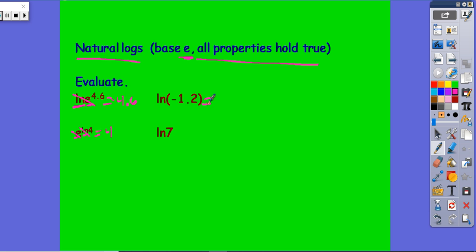And then the next ones we're going to put in our calculator. So the natural log of negative 1.2. Sorry, I'm going to give you an error again. It's that negative, so no real solution. And then the natural log of 7. Just put it in your calculator, please. It's equal to 1.95.